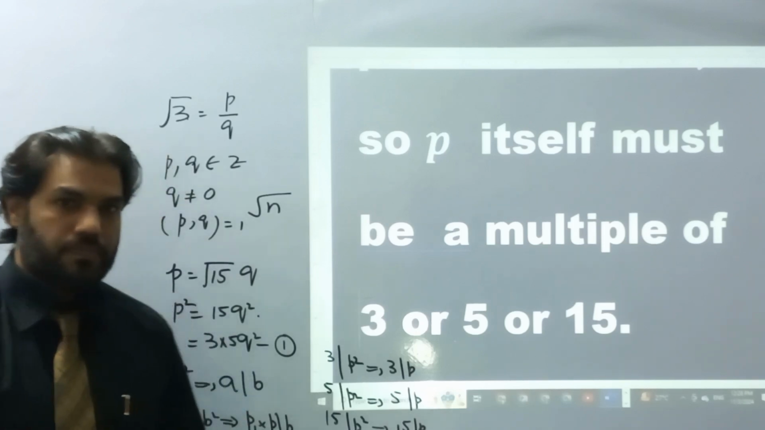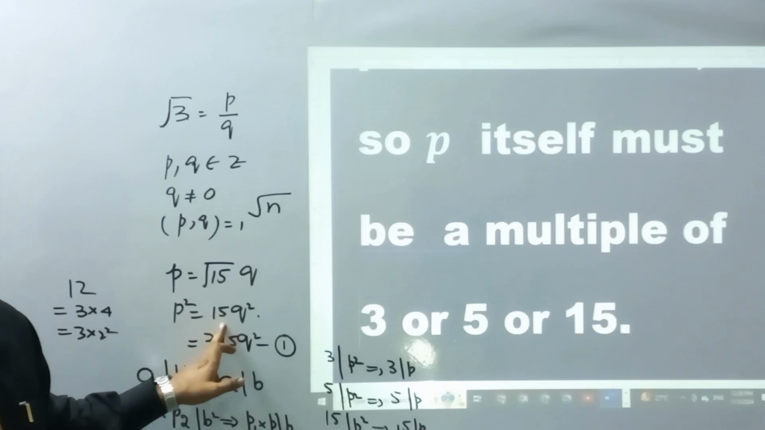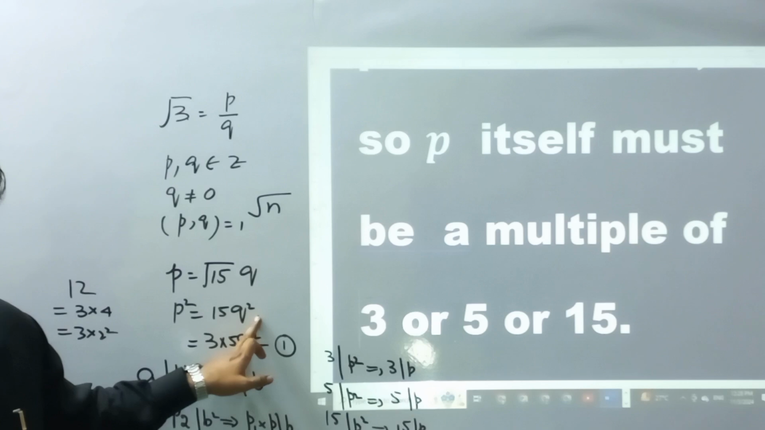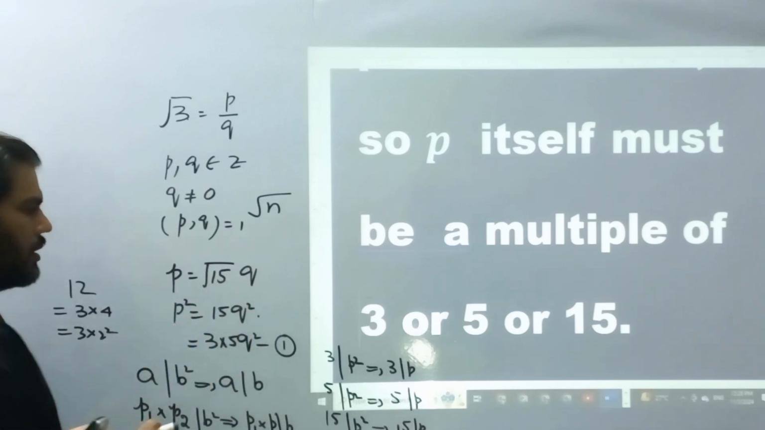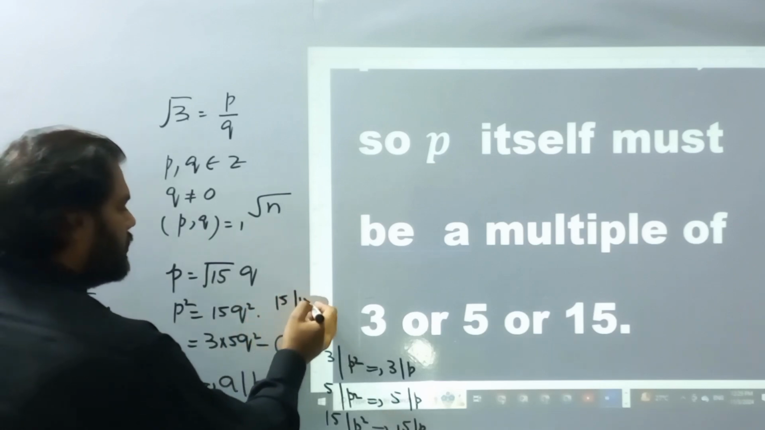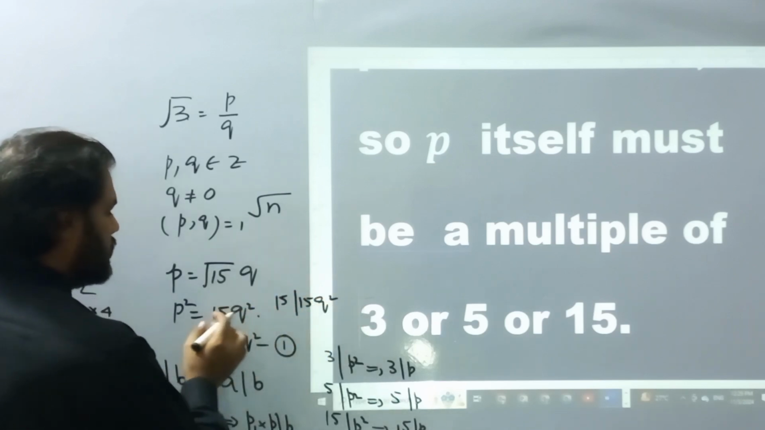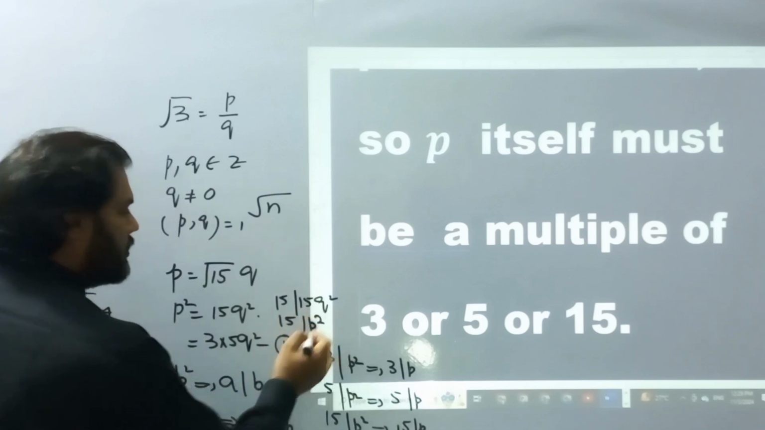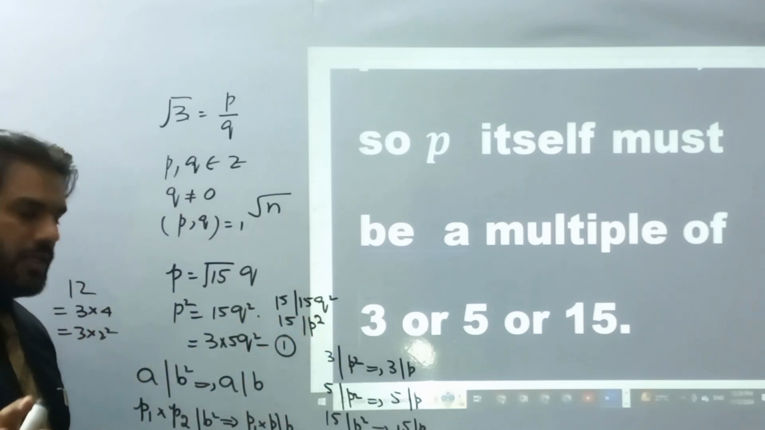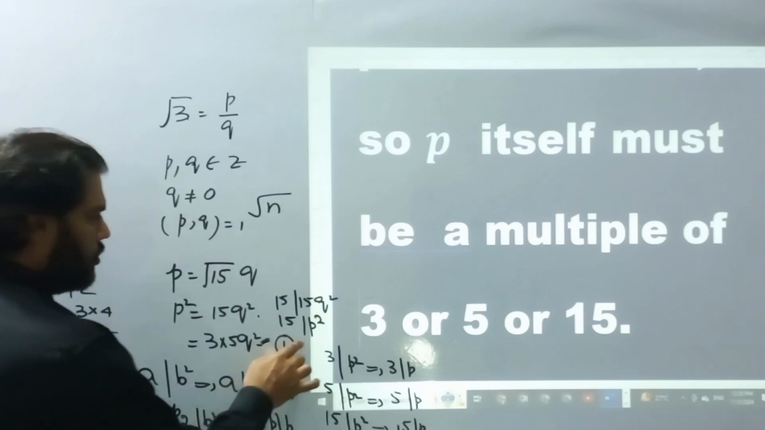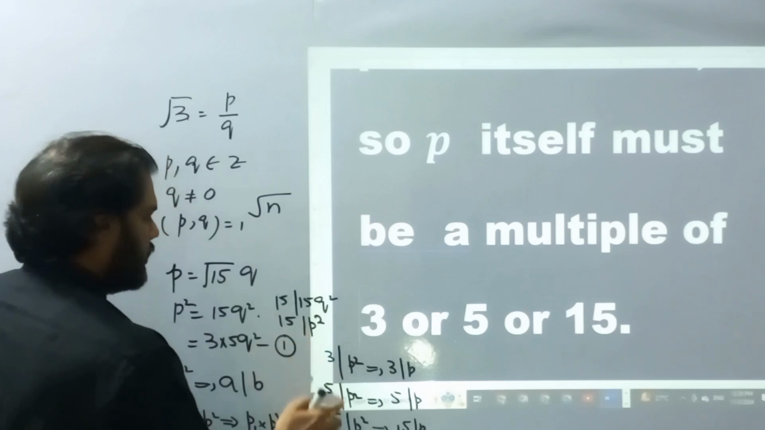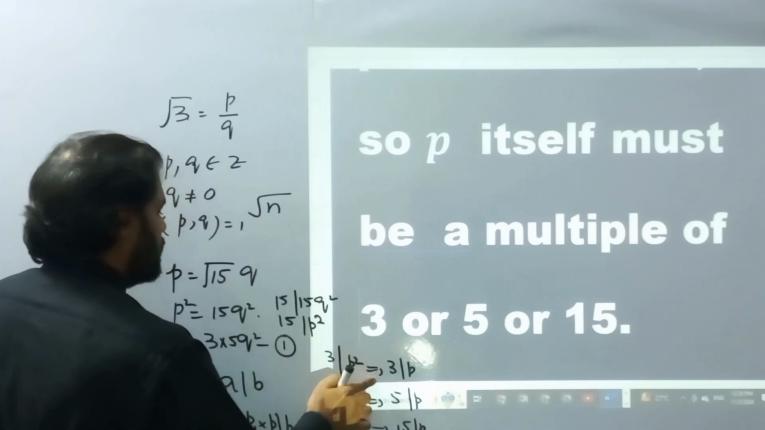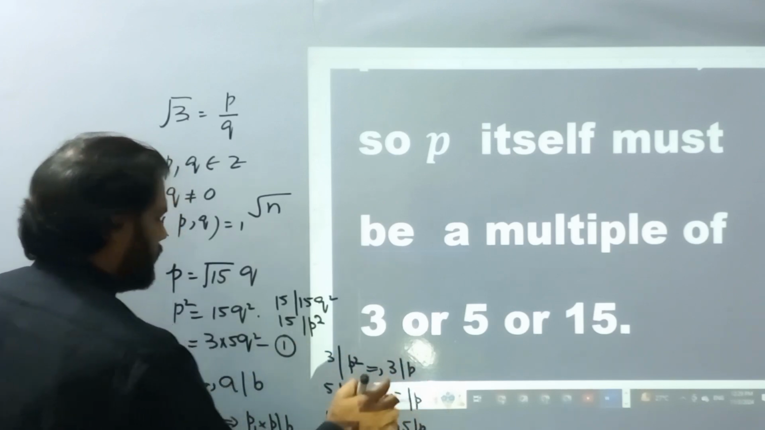I again repeat, here the right side, that is 15q square, is divisible by 15, so the left side will also be divisible by 15, because p square is equal to 15q square. This implies 15 divides p square. Now as 15 is a product of 3 and 5 and both are prime numbers, from this 3 will divide p square, 5 will divide p square, and 15 will divide p square. This implies 3 will divide p, 5 will divide p, and 15 will also divide p.